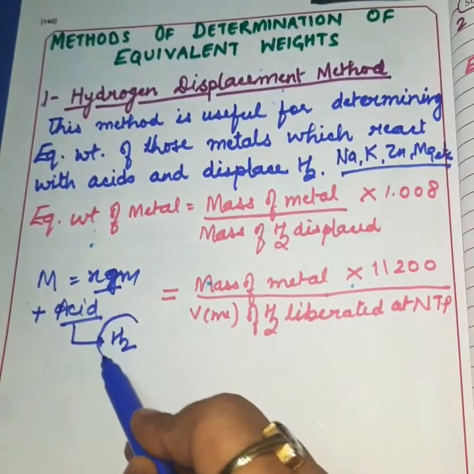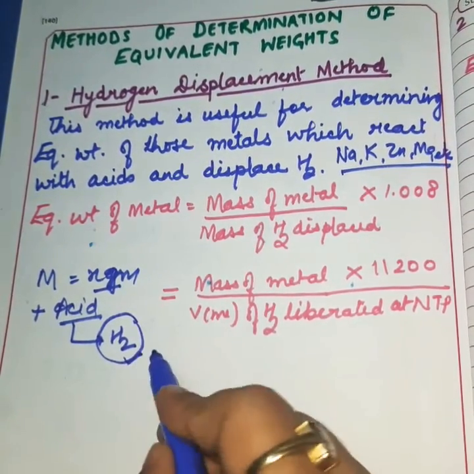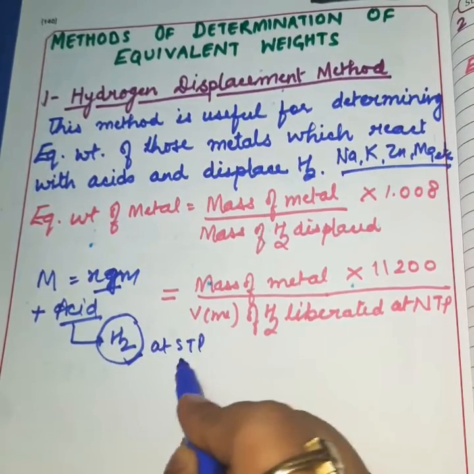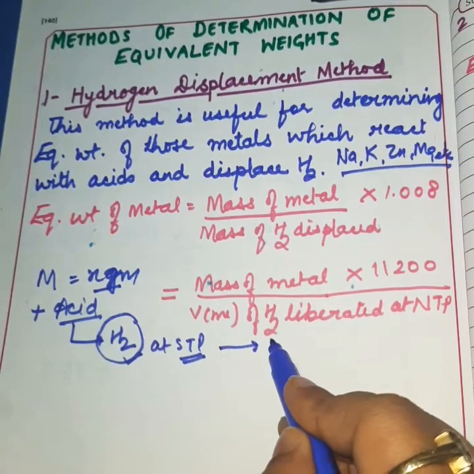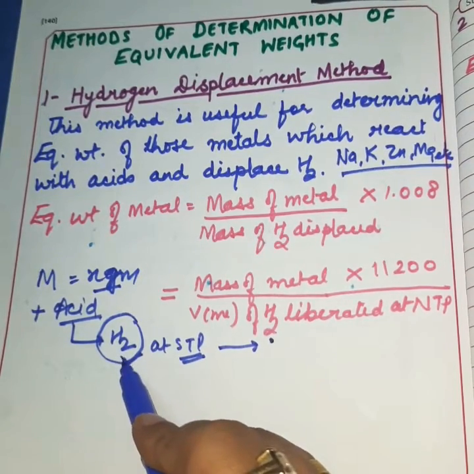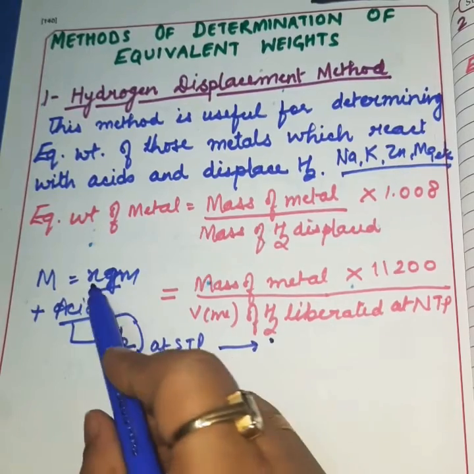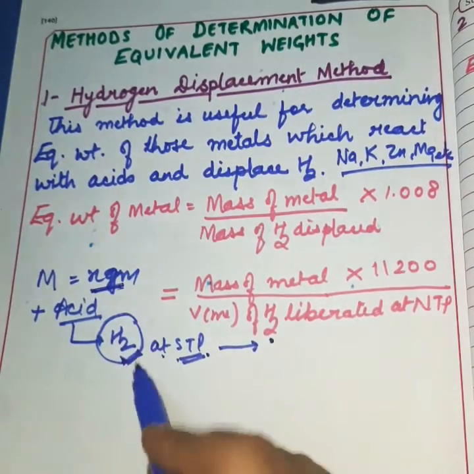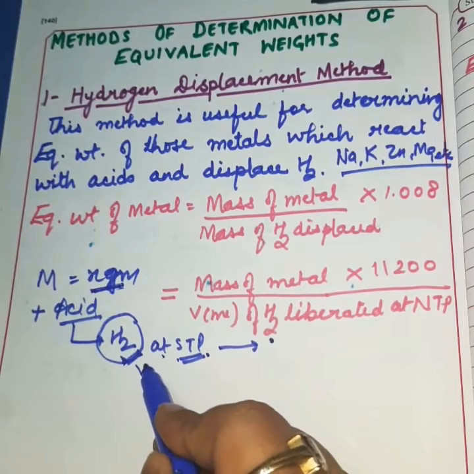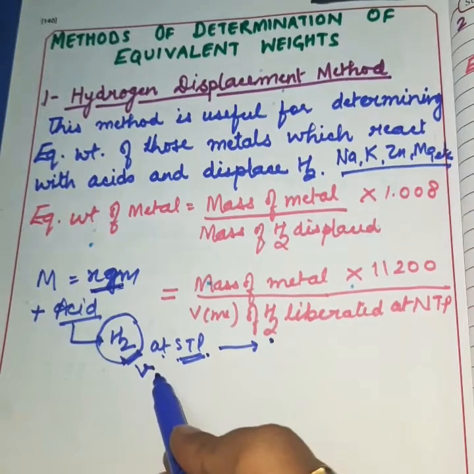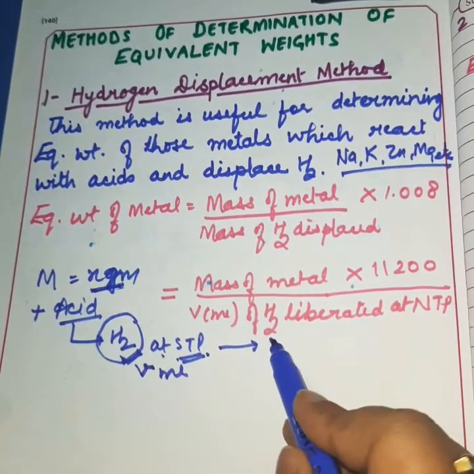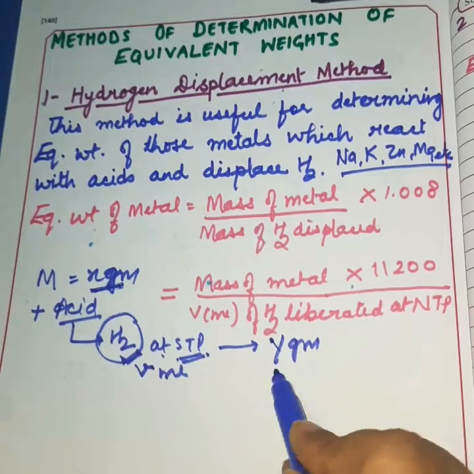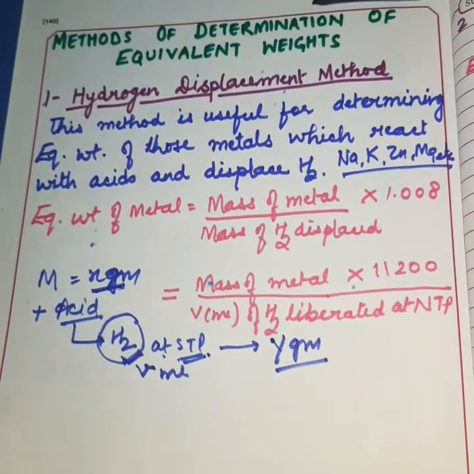Now, the volume of this hydrogen liberated at STP is calculated, and accordingly its mass is also calculated. Suppose the hydrogen which is liberated at STP with the x gram has volume v ml, and this v ml of hydrogen gas which is liberated at STP has mass y gram. I hope it is clear. Alright, now let us derive the formula. How can this formula be derived?